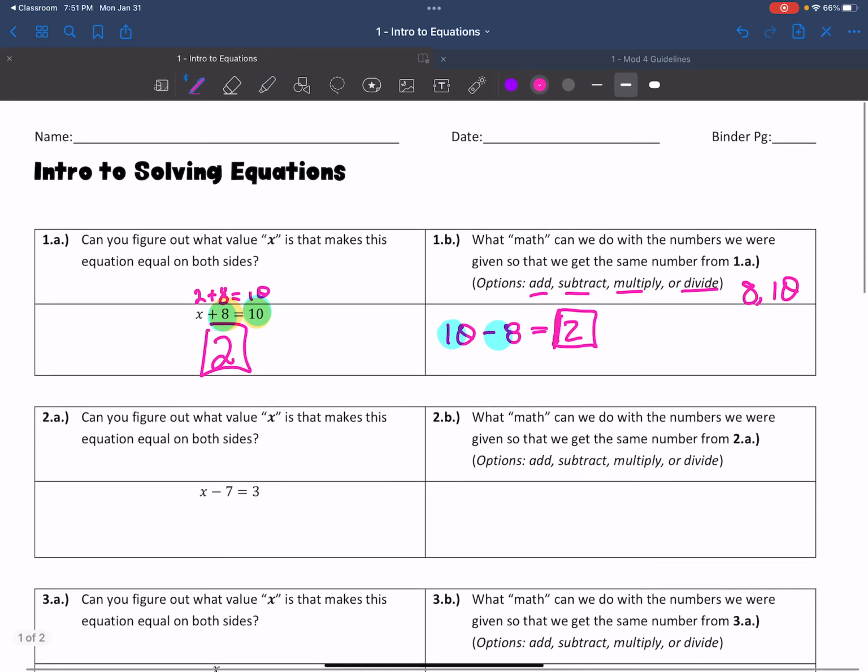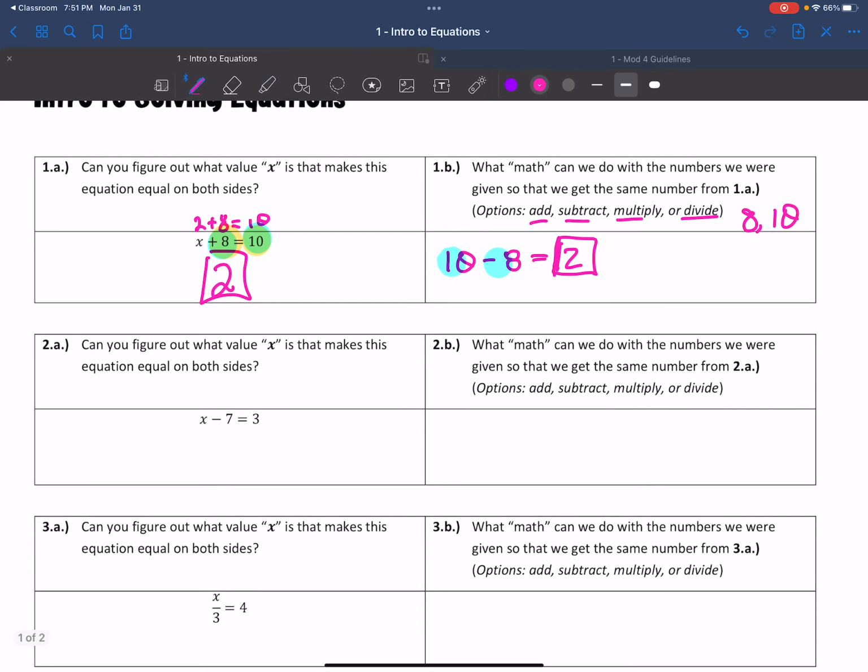All right, next one. x minus 7 is 3. So what number minus 7 is 3? A lot of people said 4, but 4 minus 7 would give you a negative 3, and that's not what we have here. The answer is 10. So what math can we do using this 3 and 7? Well, we can do 3 plus 7, and that equals 10.